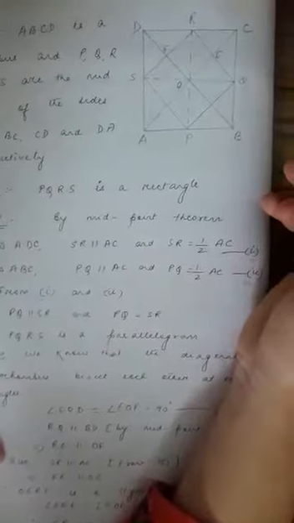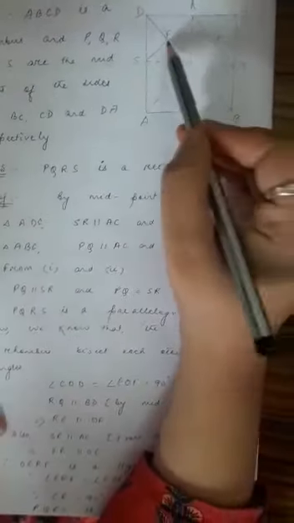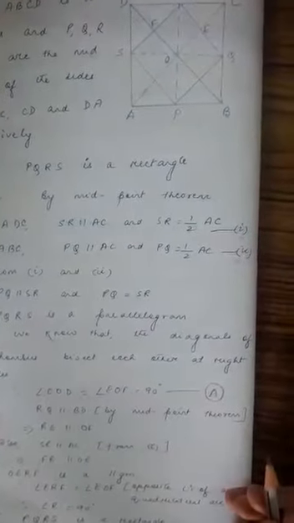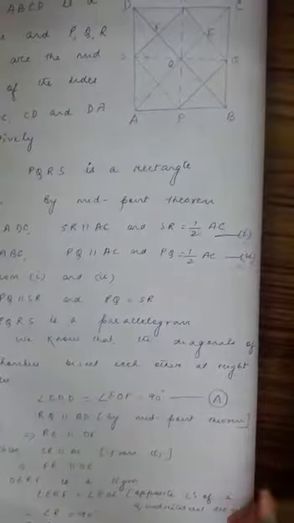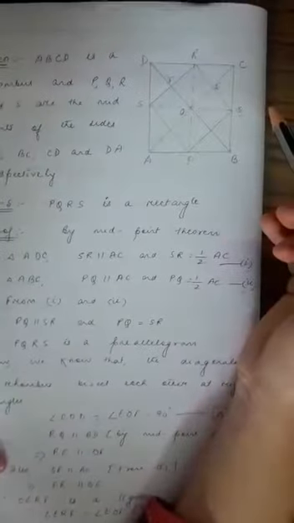So therefore, angle COD is equal to 90 degrees. If COD is 90 degrees, then we can say that angle EOF is also equal to 90 degrees. Put this one as equation number A. RQ is parallel to BD by the midpoint theorem. So we can say that RE is also parallel to OF.